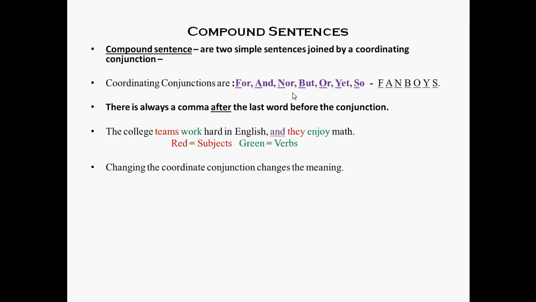Changing the coordinating conjunction, the and in this case, changes the meaning. Let's take a look. The college teams work hard in English, so they won't get extra homework. So I changed this. So they enjoy math would not make any sense. The college teams work hard in English, so they enjoy math. This would have nothing to do with that, using the word so, and it works just fine. So they won't get extra homework. That makes sense. So picking a coordinating conjunction is important.